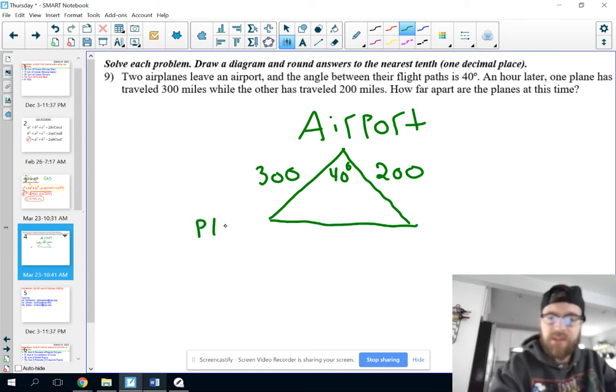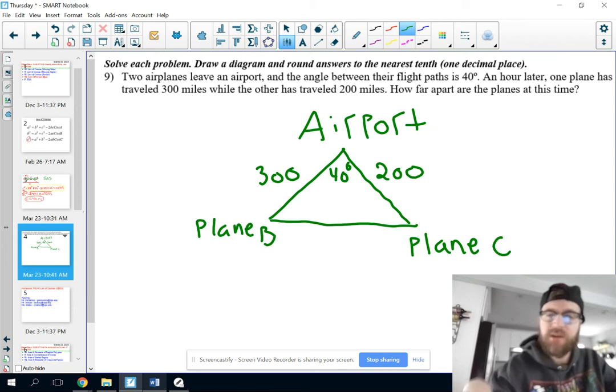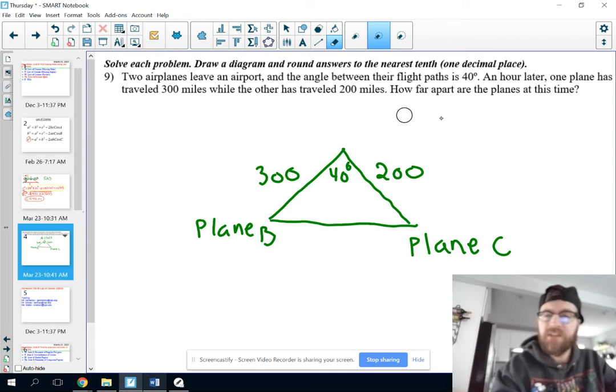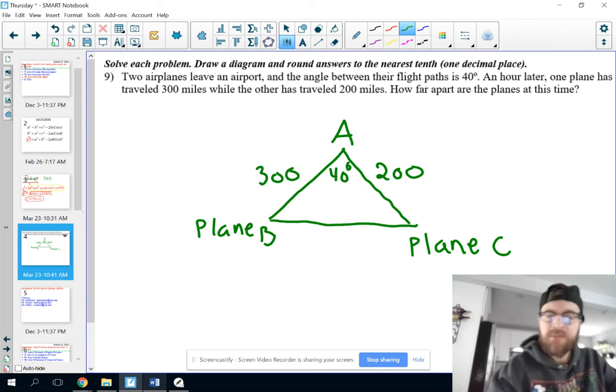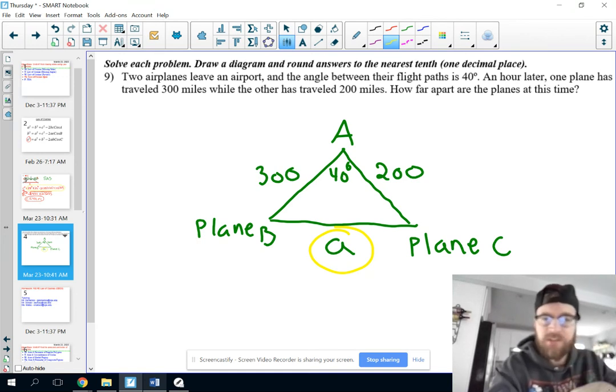So we can just say plane B, plane C, and we'll call the airport A since we want our variables labeled as A, B, and C for our formulas. This will make it easier. So we called that the airport, we're just going to change that to A now. Now you have your SAS scenario. You have a diagram just like in number one. You're trying to solve for how far apart the planes are, so you're trying to solve for side a. That helps you determine which formula to use. Then you just plug in and use the example we went over to help finish that out.